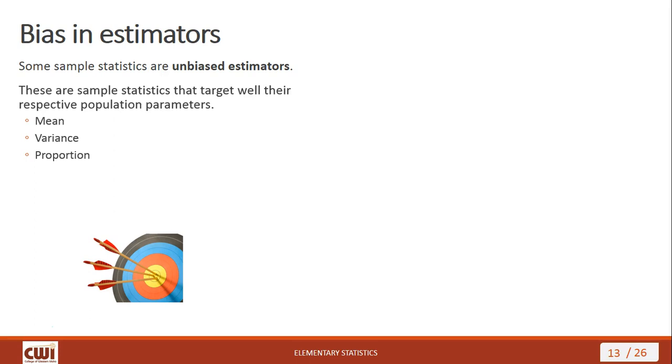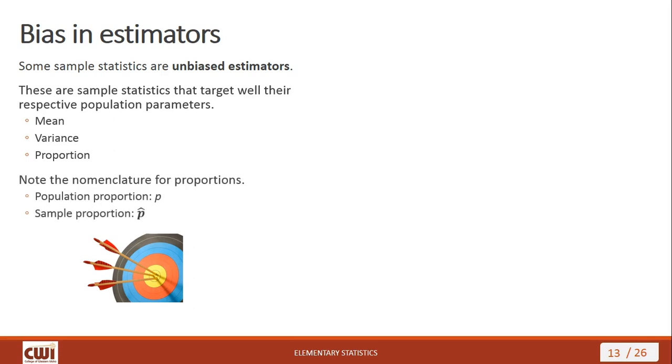So taking the mean of the mean values, or the mean of the variances, or the mean of the proportions for the samples that we take from a larger population, these values are going to target well their respective population parameters. Note there's a nomenclature that's special for proportions. Typically the population parameter is symbolized with a capital letter, and the sample statistic is characterized with a lowercase letter. Well, here we're dealing with proportions.